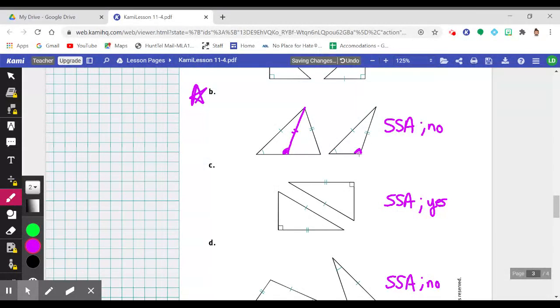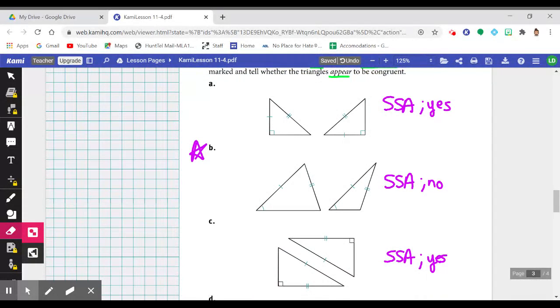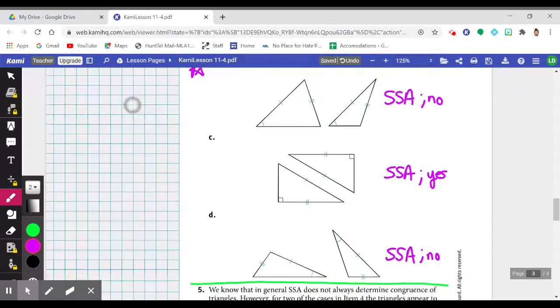And so because side-side angle does not guarantee congruence for all pairs of triangles, we've got to throw it out. We're not going to use it if it doesn't work for all pairs of triangles. But you notice for A and C, for those pairs, it does work, which leads into question 5.